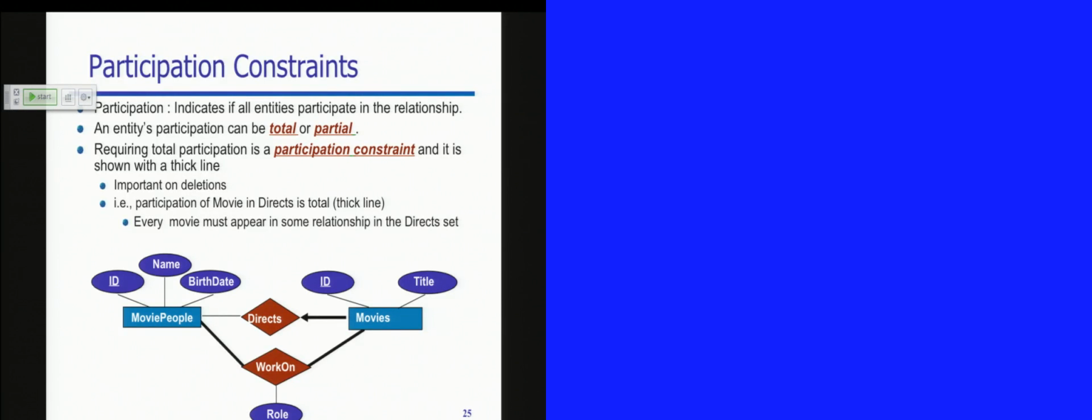What is a partial participation example in this table? Can I get your name as well? Shirley. Shirley? So the question is, what's a partial participation here, right? Partial participation would be from movie people to directing. So only part of the people that are movie people will be directors. The rest are other people. Anything we've seen so far, which is just a normal thin line, is partial participation.